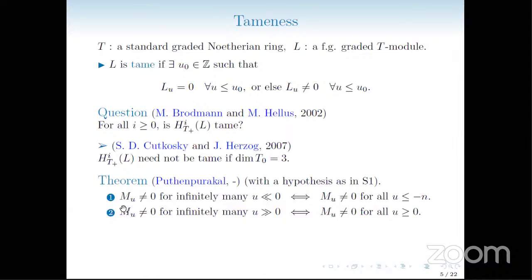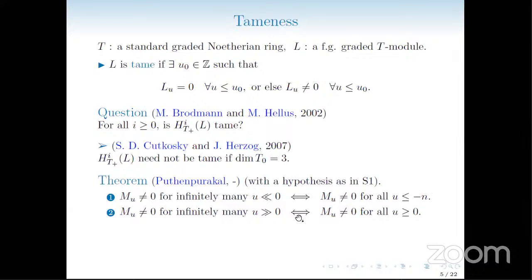So there we found that if its uth graded component is non-zero for infinitely many small values of u, then its uth graded component is non-zero for all u less than or equal to minus n. And if its uth graded components are non-zero for large values of u, this happens if and only if its uth graded components are non-zero for all u greater than or equal to 0. And, as we saw from the vanishing theorem, if the module is non-zero, then one of these two cases will occur. And from the equivalent condition, we can see that they have the tameness property.